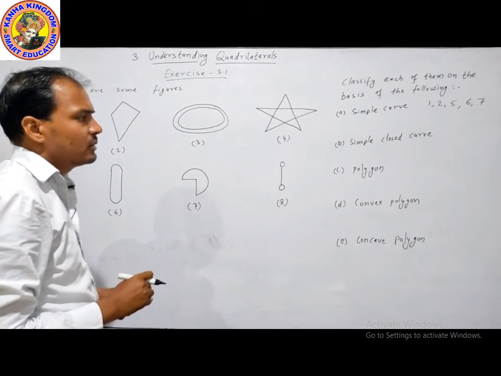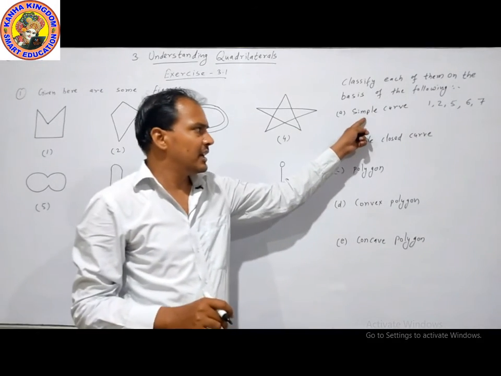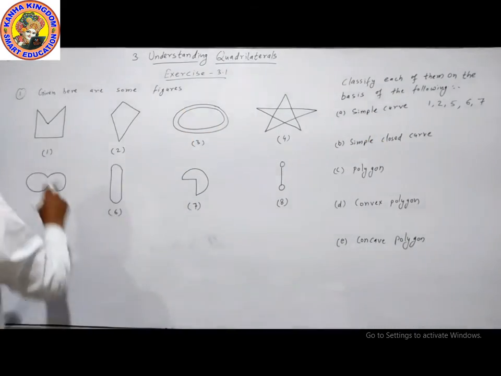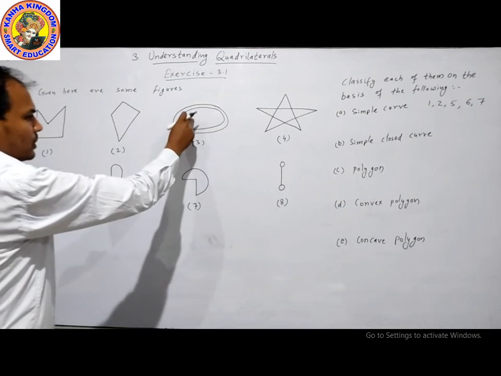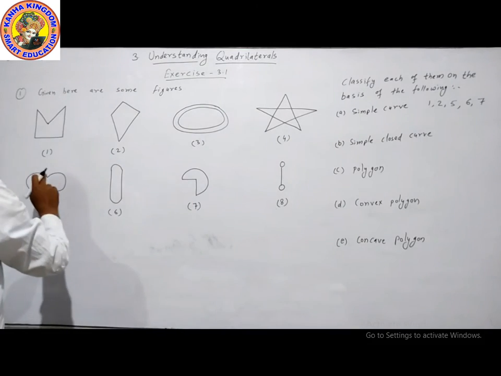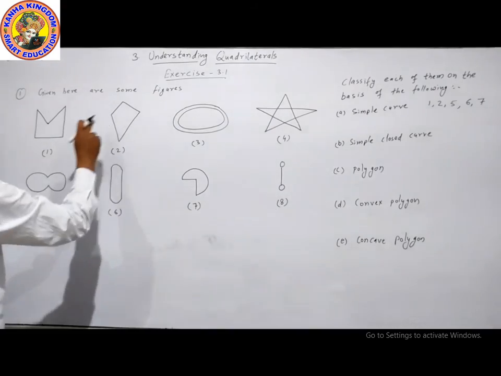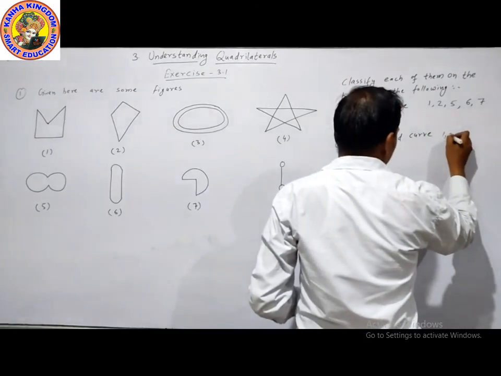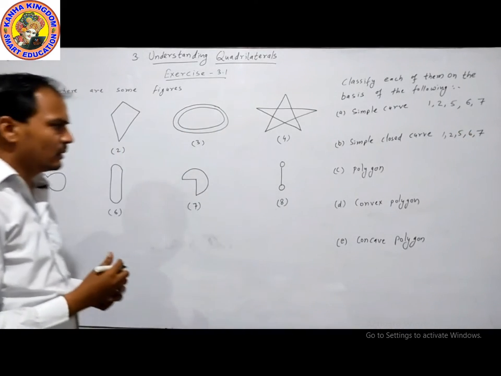Now simple closed curve. These are the simple curves which are also closed. First, yes, this is bounded, closed. Closed but not simple, closed but not simple, closed, closed, closed. So 1, 2, 5, 6, 7. These are simple closed curves.